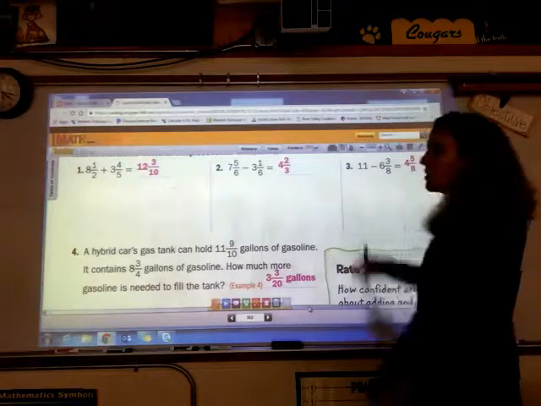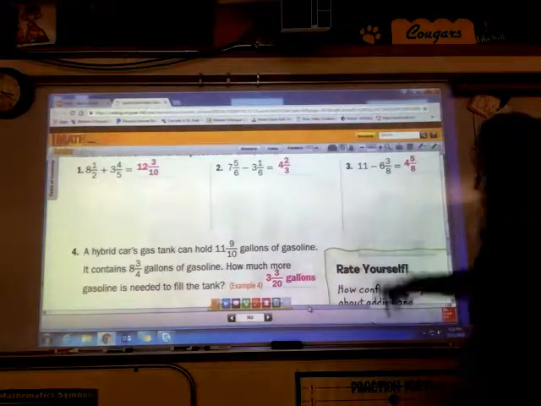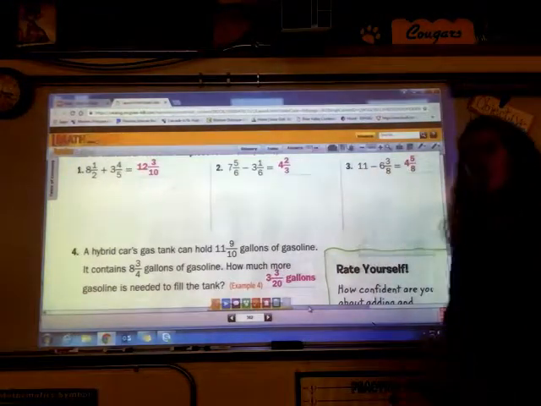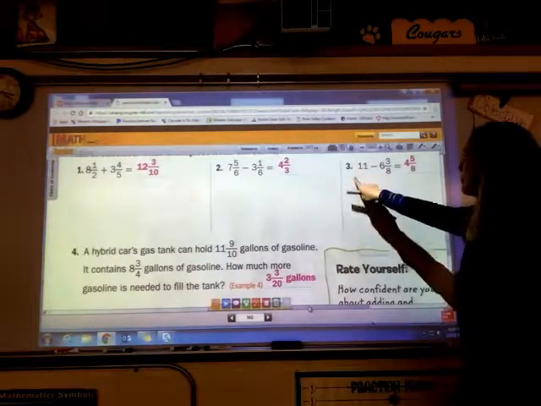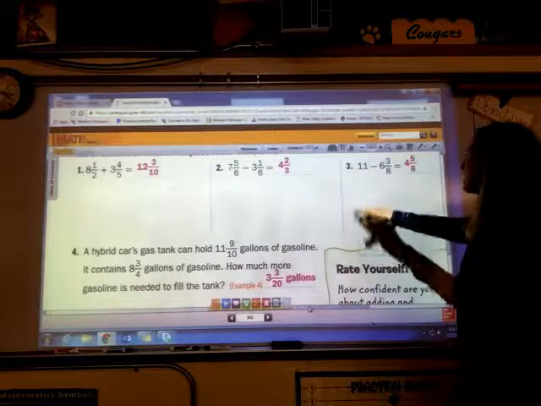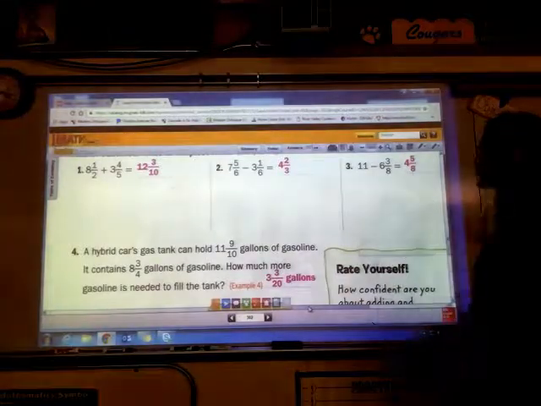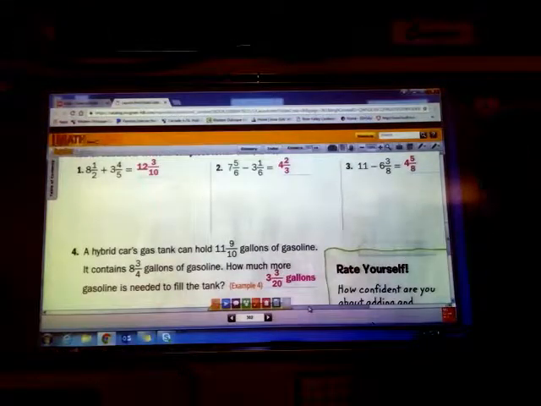Taking a look at number 3, you've got 11 minus 6 3/8. You've got a whole number minus a mixed number, and so when you subtract those, you're going to want to borrow. This would become a 10, and 8/8 minus 6 3/8. Subtracting those, you would get 4 and 5/8.